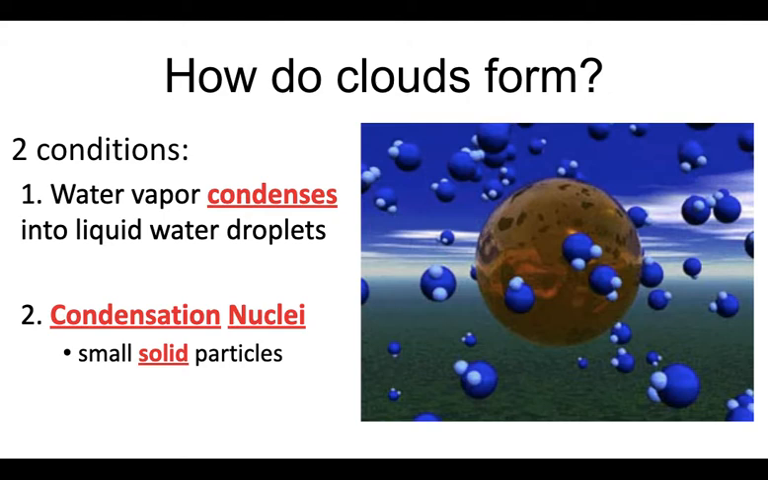So first of all, we need water vapor to condense into liquid water droplets. But something else that we need for clouds to form are these little tiny solid particles called condensation nuclei. Water doesn't condense unless it has a solid to stick onto. So we need a drop in temperature and we need condensation nuclei.